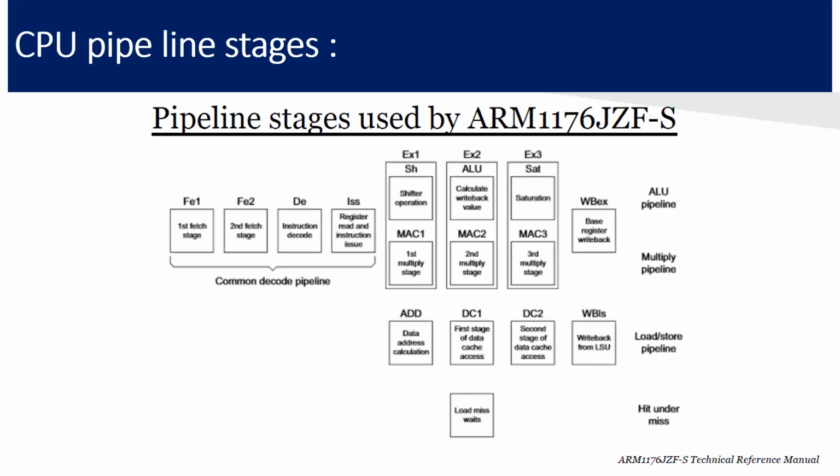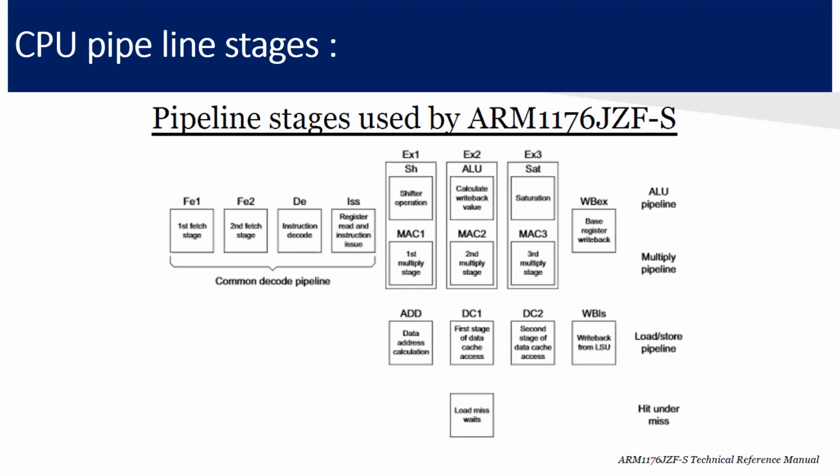After this, there is an instruction decode stage here, as you can observe, DE. DE is the instruction decode stage, and after that, the ISS stage is there. ISS means the issue stage. This is particularly register read and instruction issue. So two operations are taking place at a time here. The register is read and the instruction is issued. So this stage is called the ISS stage.